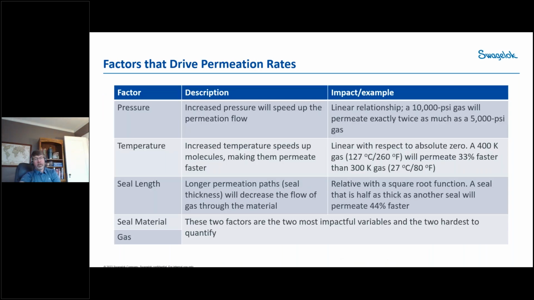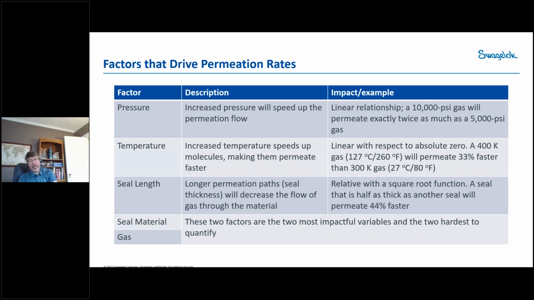Now, different things that can drive permeation rates to create higher and higher leakages through permeation are pressure, temperature, and seal length. Pressure is perfectly linear with permeation. So if you double the pressure within a particular fluid system, it will double the permeation rate through the seal material. For example, a 10,000 PSI system will permeate twice as fast as a 5,000 PSI system.